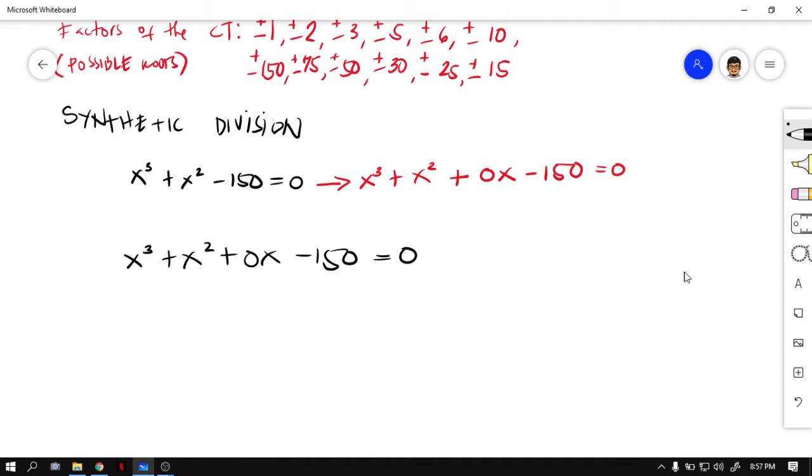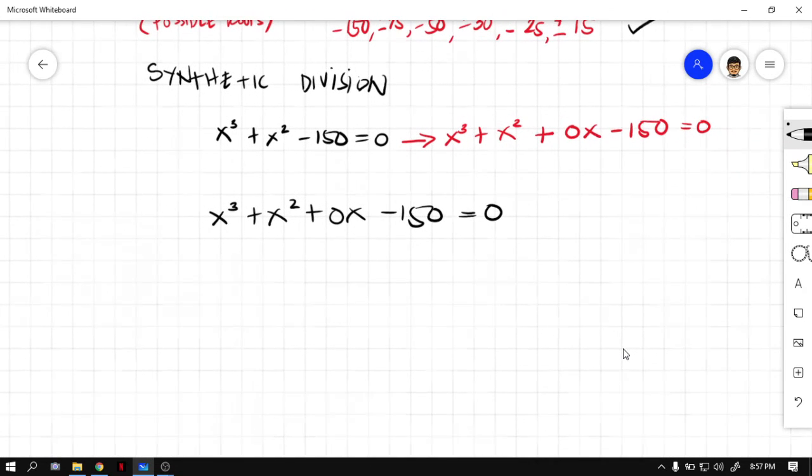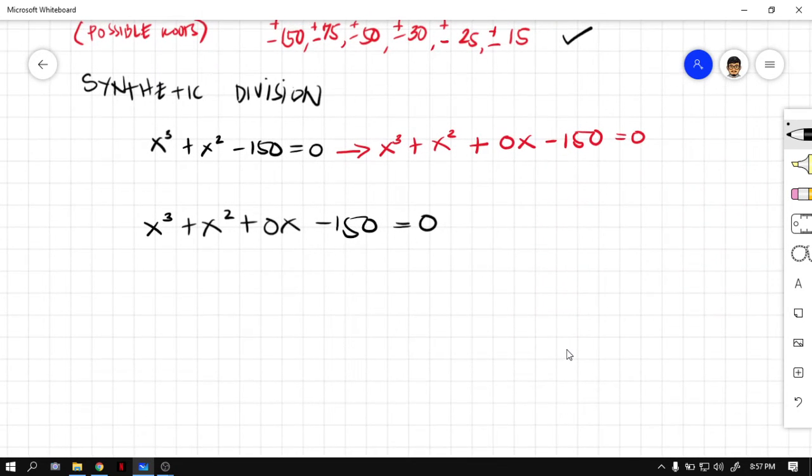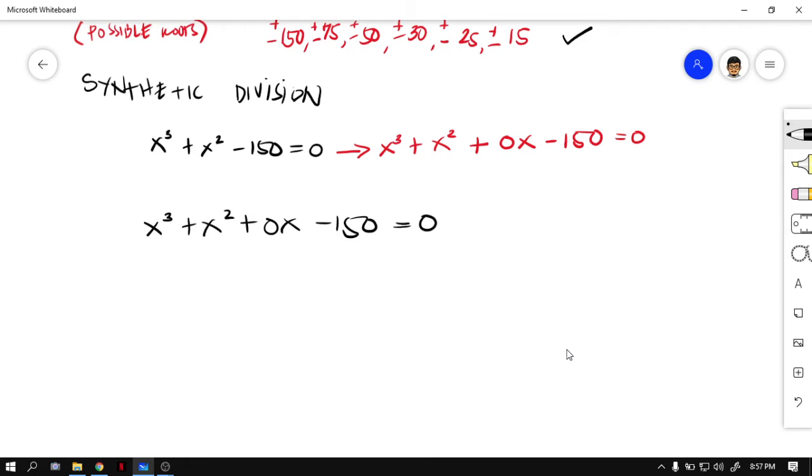And then, gagamitin na natin yung possible roots natin. Mag-start tayo sa 1. And then, observe nyo ang constant term mo ay 150. So, ang goal mo, dapat pag nag-synthetic division ka, dapat ang lumilitaw ay pataas yung mga values mo.